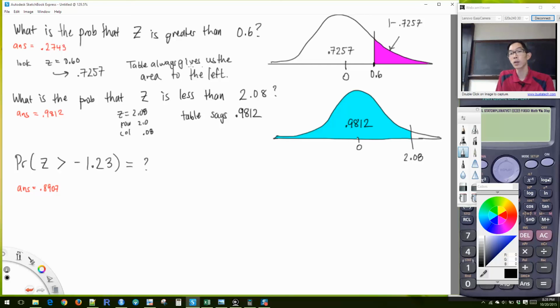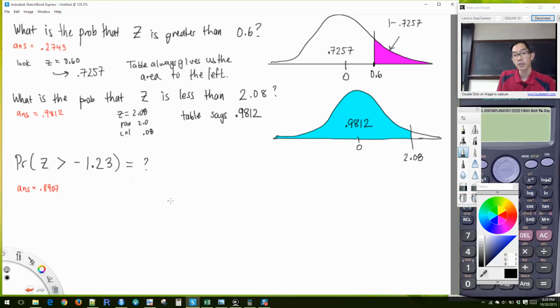The table always gives us the area to the left. So when I look up 2.08 in the table, it's going to give me the area to the left of 2.08. Is that the area that I want? And the answer is yes. Because according to my picture, and this is why it's important to draw a picture, listen up you guys, according to my picture, I want the area to the left. The table gives me the area to the left, so the number I get in the table is the number I want.